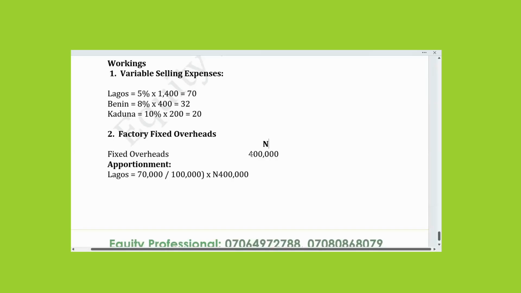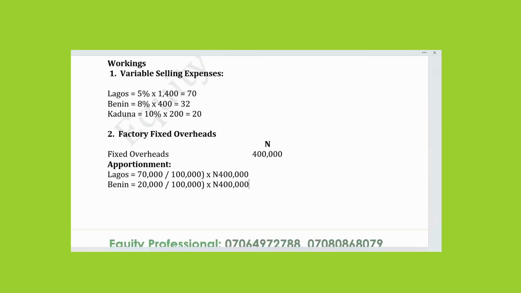Okay. I'll put this one a little bit to the front. Then we do the same thing for Benin. Benin will manufacture and sell 20,000 of the 100,000. Then you multiply this with the total general fixed overhead of 400,000.